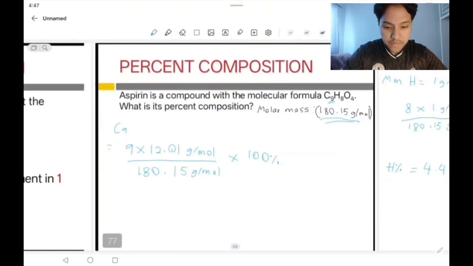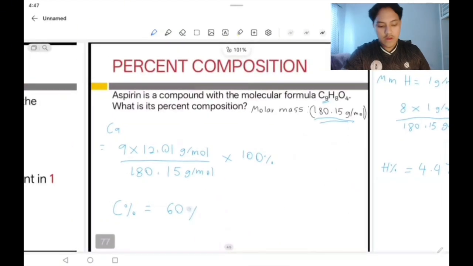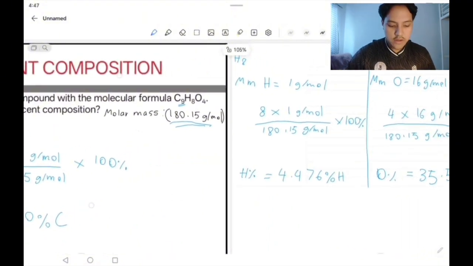Okay, it is 60. So for C, the percent is equal to 60% of C. Okay, so let's take a look at the H and the O.